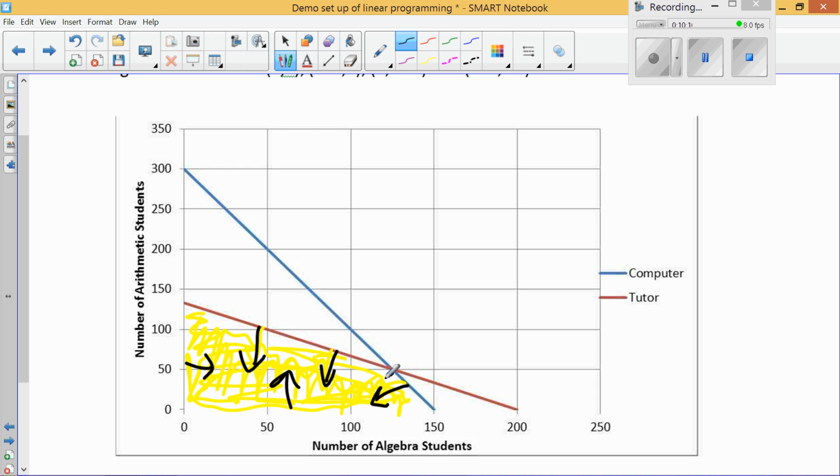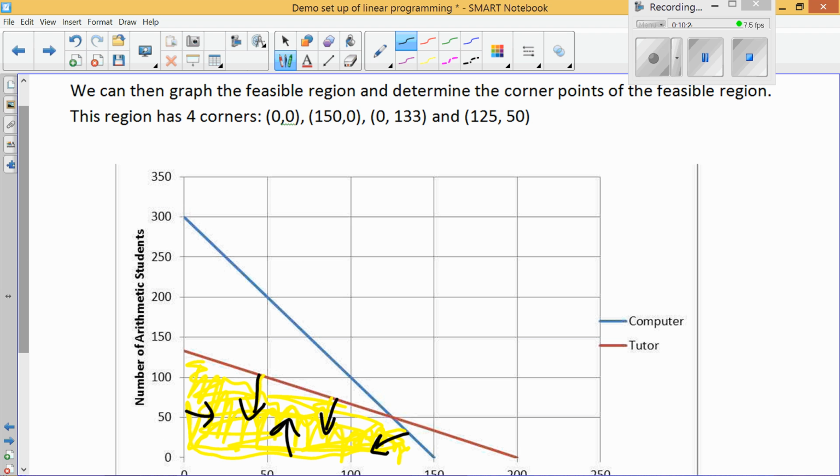And so within this shaded area are all possible combinations of students that satisfy the constraints and have a feasible solution. So now we can find the corner points. I've actually got them listed here. This corner point's probably pretty obvious. That's 0, 0. 150, 0 is this corner point right here. And 0, 133 is this corner point here. This one takes a little bit of algebra to find, 125 and 50.